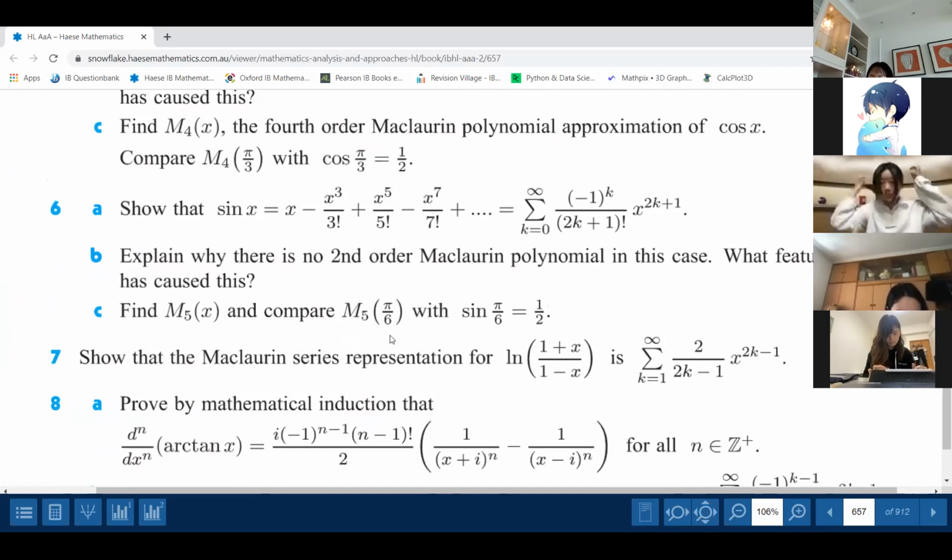So let's quickly do this together. Okay, can I have everyone's attention, please? Some seem still doing something, looking down. So please, let's do this, and I want everyone to be part of this. So question 6 of page 657, exercise 24a.